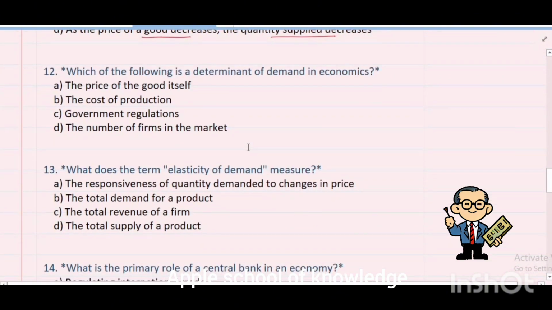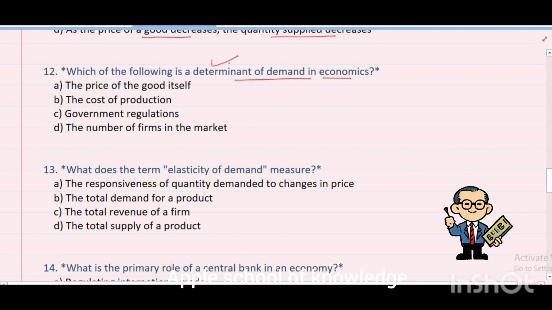Now we have to discuss MCQ number 12, which is related to the above topics, demand and supply. Which of the following is a determinant of demand in economics?